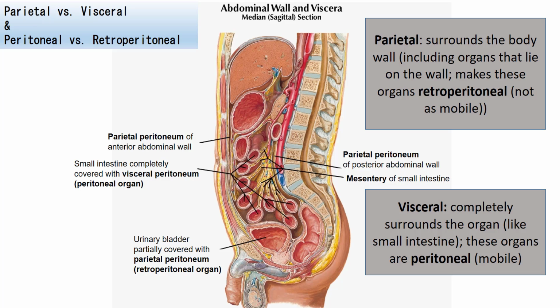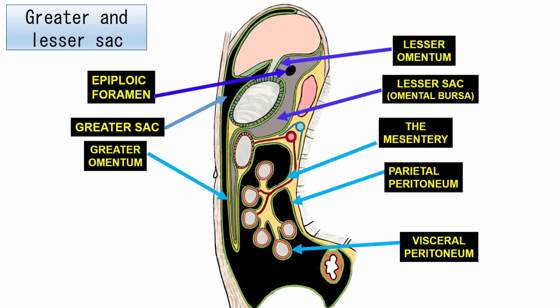Peritoneal organs are more mobile than retroperitoneal organs because they are suspended from mesenteries. The retroperitoneal organs are not quite that mobile because they're just stuck behind the parietal peritoneum. The potential space between the parietal and visceral layers of the peritoneum is called the peritoneal cavity. Normally, it only contains a little bit of serous fluid, which keeps the peritoneum moist and allows the organs to slide past each other to some degree.